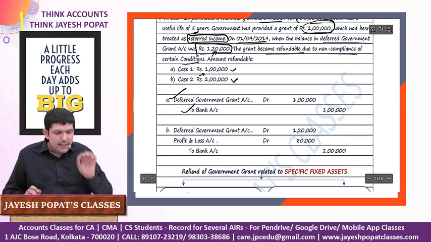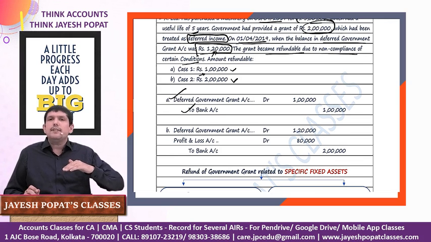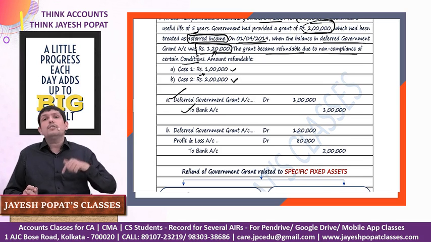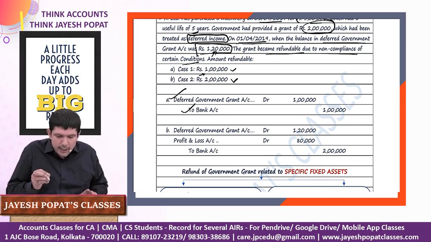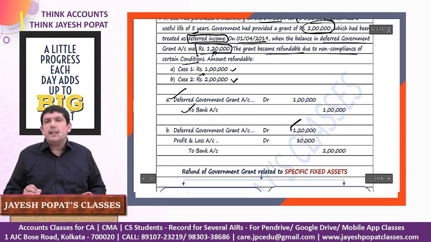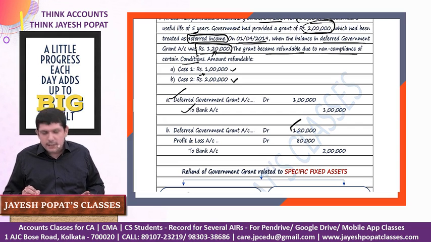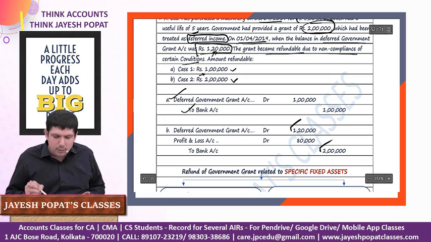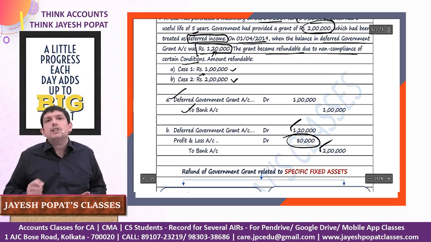In the second case, the refund is 2 lakh. The balance in the deferred grant account is only 1,20,000, whereas the amount of refund is the entire amount of 2 lakh. In that case, we will debit the deferred grant account with the amount of 1,20,000, which is the extent of the balance in that. We paid back 2 lakhs, so the difference amount will go to the statement of profit and loss.